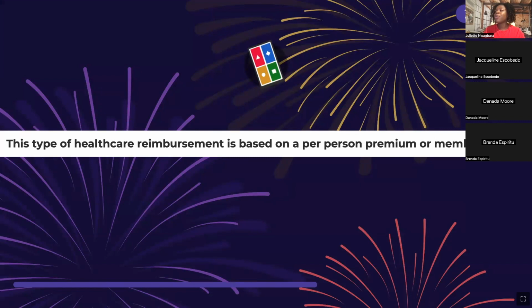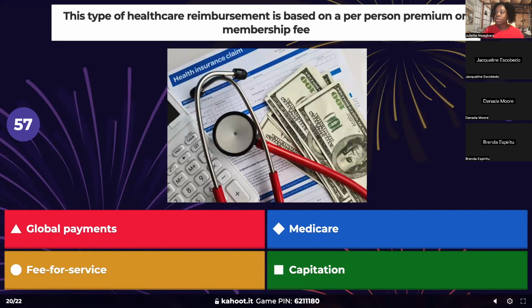This type of healthcare reimbursement is based on a per person premium or membership fee. Okay, little under 30 seconds left. This is from domain 4.